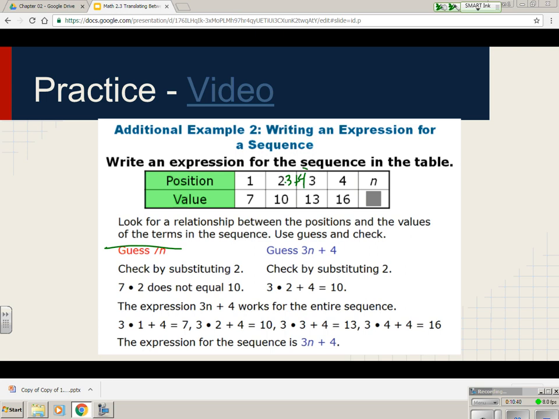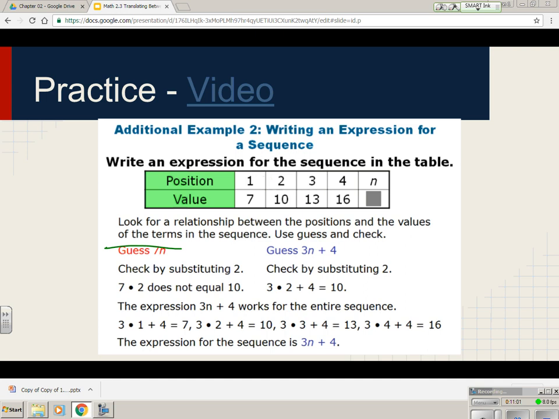Let's try the same thing here with this one. 1 times 3 plus 4. Well, that gets us 7. Okay, let's try with the 3 here. 3 times 3 plus 4. 3 times 3 is 9, plus 4 is 13. We have found a pattern.